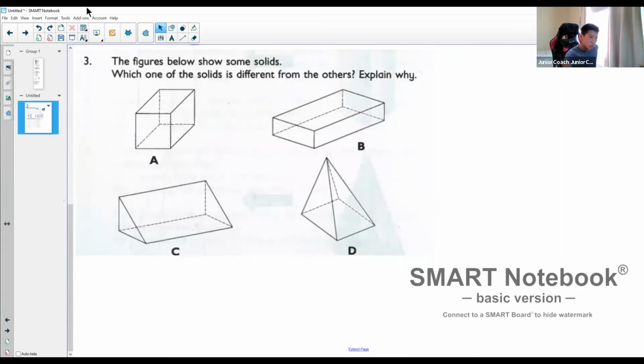Figures below show some solids. Which one of the solids is different from the others? Explain why. Now, you can actually argue somewhat which one's the different one. But there's like one that's more different than the others. So I'd like you to find that and also explain why. So like, don't just tell me which figure is different. Explain why.